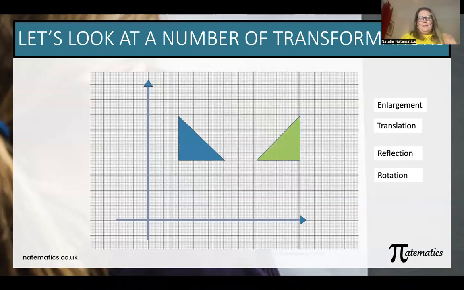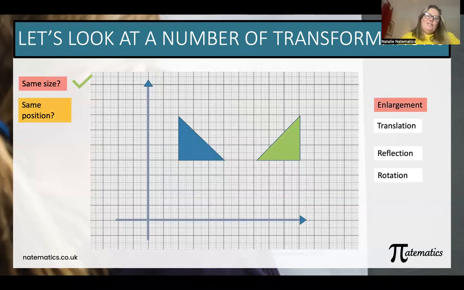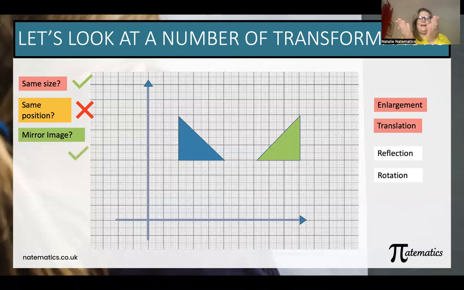And look at that one then. So is it the same size? Yeah. So we know it's not enlargement. Is it in the same position? No, so we've not just physically moved around the screen. Is it a mirror image then? Yes. So again, it's that sort of imagined piece of paper folded close together. Right, so where is the line of reflection?